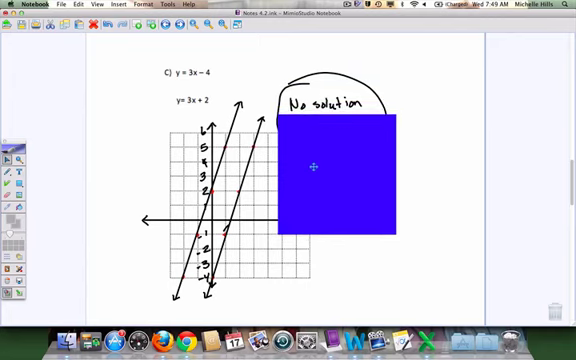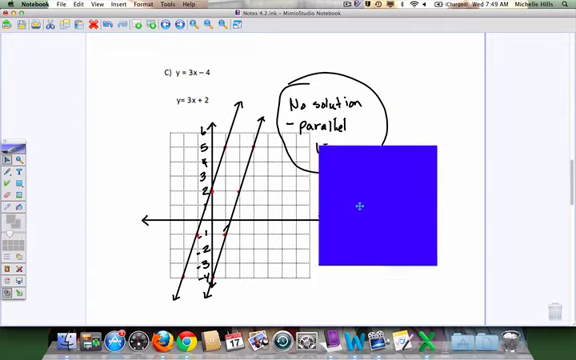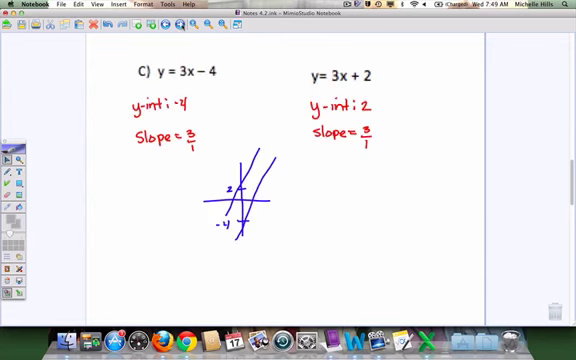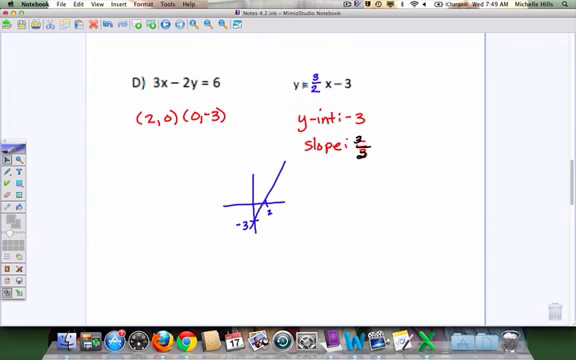And I also on this one want you to give an explanation of why there is no solution: parallel lines. Now on D, please change the second equation to y equals 3/2 x minus 3. There was a typo on this that I forgot to fix.